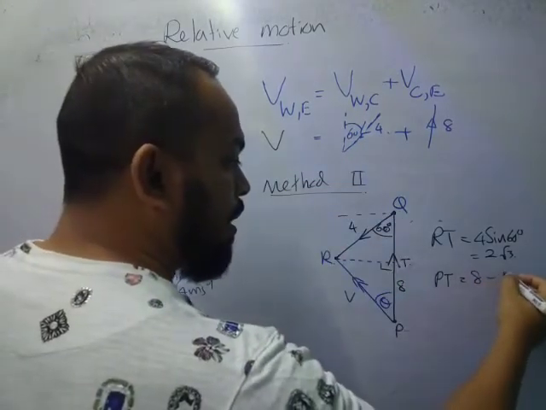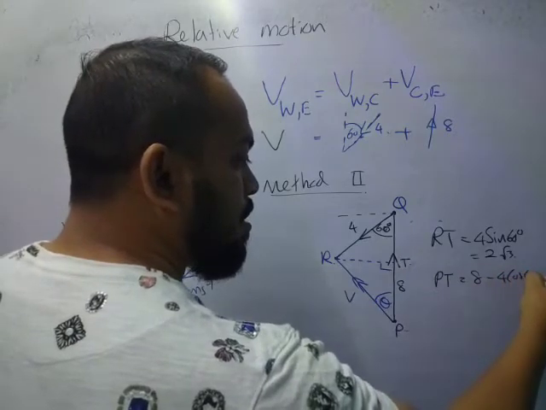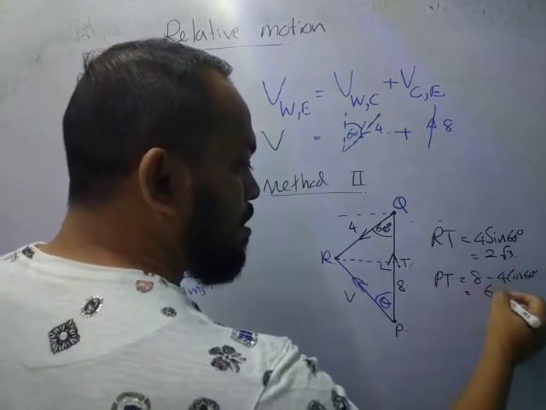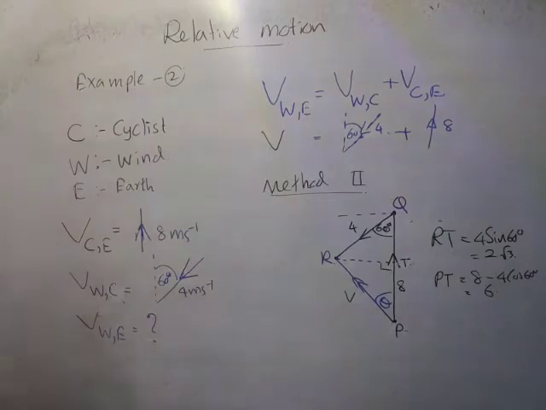So 8 minus 4 cos 60. So the answer is 6.